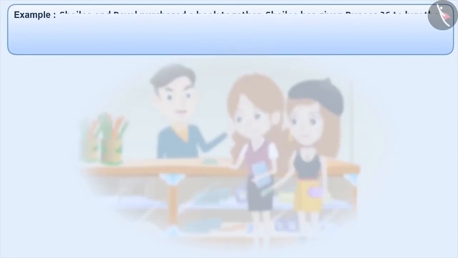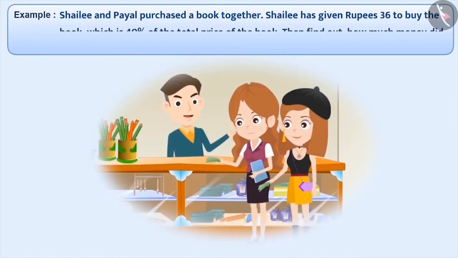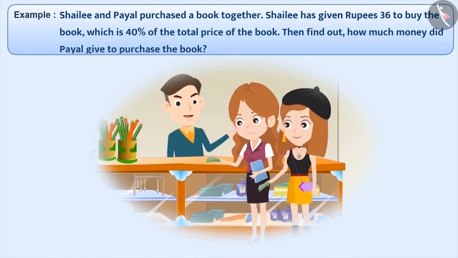Next example. Shelley and Payal purchased a book together. Shelley has given rupees 36 to buy the book, which is 40% of the total price of the book. Then find out how much money Payal gave to purchase the book.